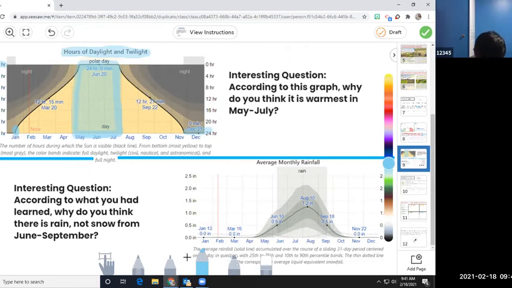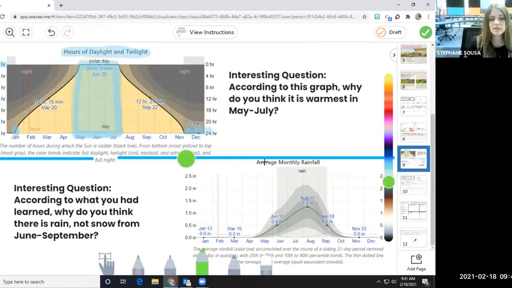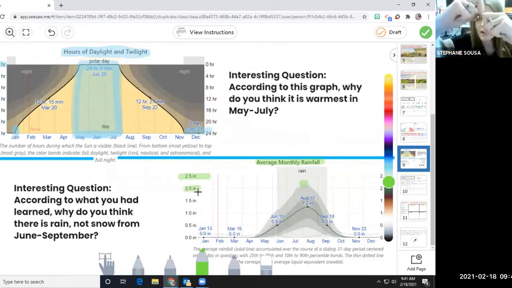Good. Let's go down here and look at this graph. This is the average monthly rainfall, okay? Now this graph only goes up to 2.5 inches. So even though this looks like a super tall hill, it's only 2 inches of rain. So it's about that much rain. Okay, 2 finger lengths there. It's about that much rain, about as much as my pointer finger. Okay, that's how much rain they would get in a month.